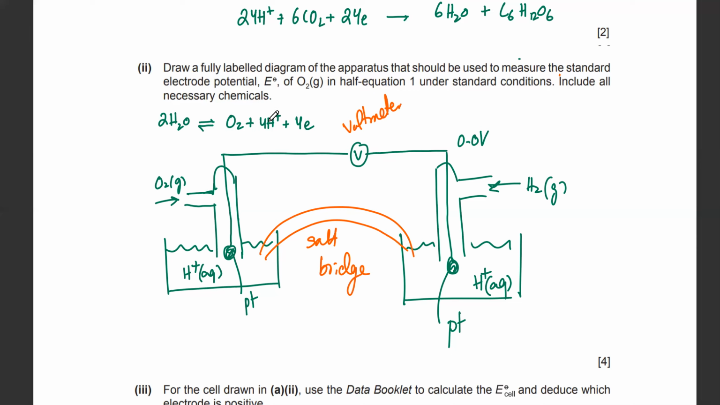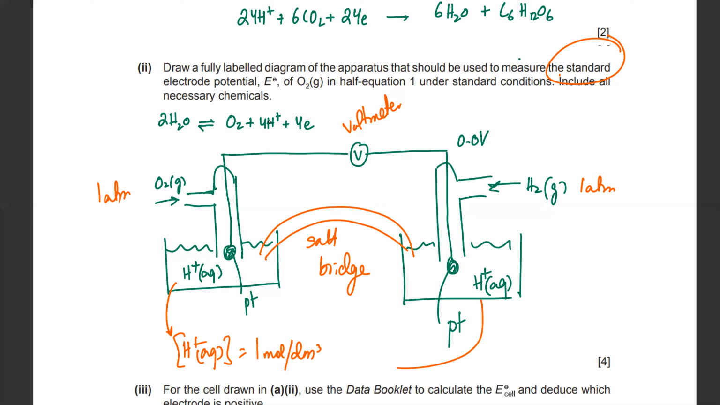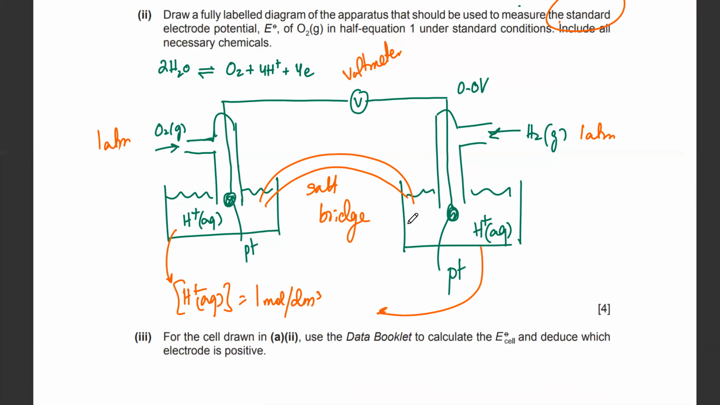And remember, he's using the term standard, so you have to mention the standard conditions as well. The gas over here would be at 1 atmosphere pressure, and this gas over here would also be at 1 atmosphere pressure. You can talk about H plus 1 aqueous having a concentration of 1 mole per decimeter cube, and this one is going to be the same. So it's a fully labeled diagram. It's a 4-mark question. So remember, drawings are very important. You'll be asked to draw these things.